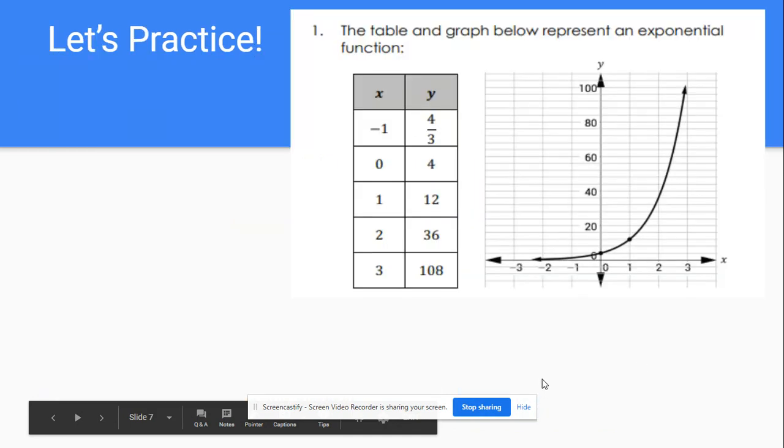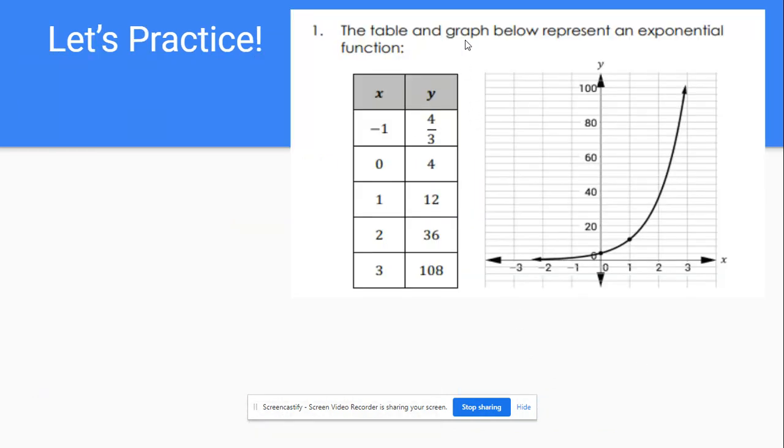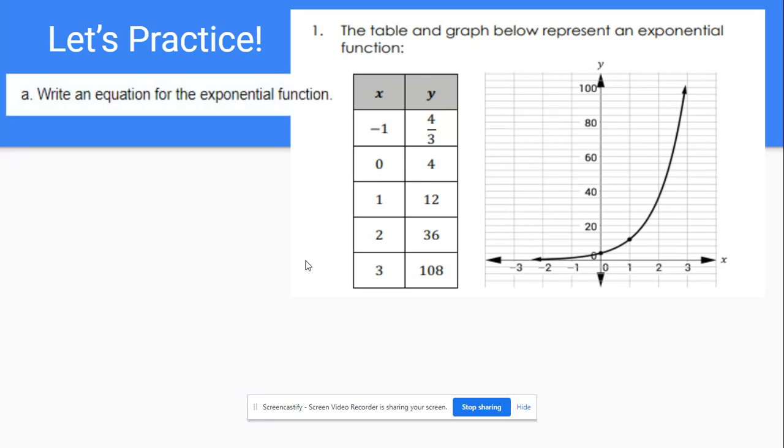All right, so let's practice. I have a couple representations already. I have a numeric table and I have my graph. And I need to be able to write an equation for the exponential function. We're going to use the same steps that we just reviewed. And the first one is we need to pick 2 points. We need to pick the y-intercept and we need to pick the value when x is 1.